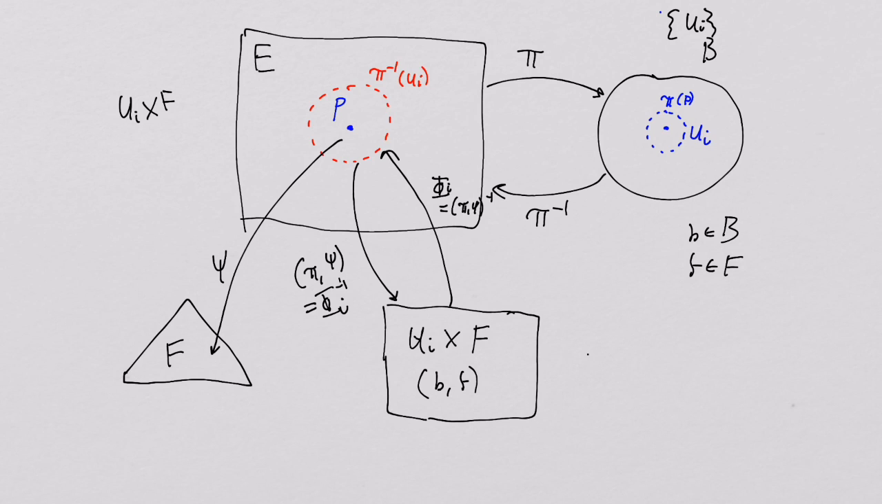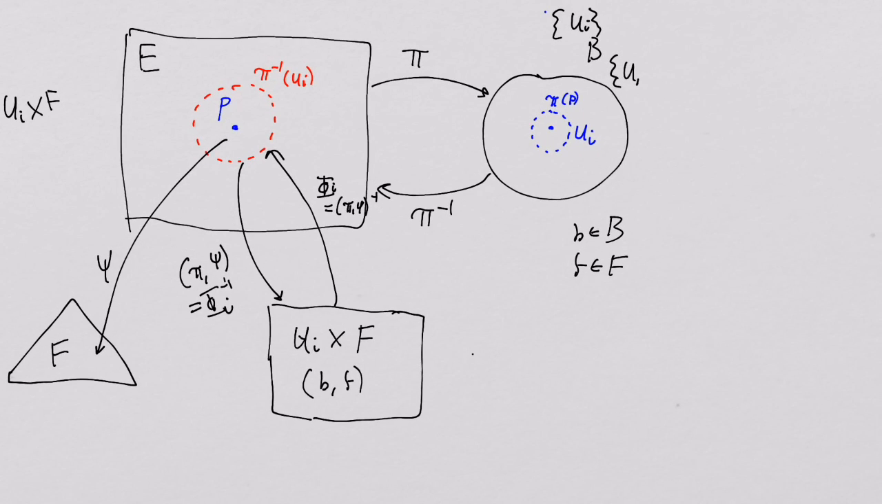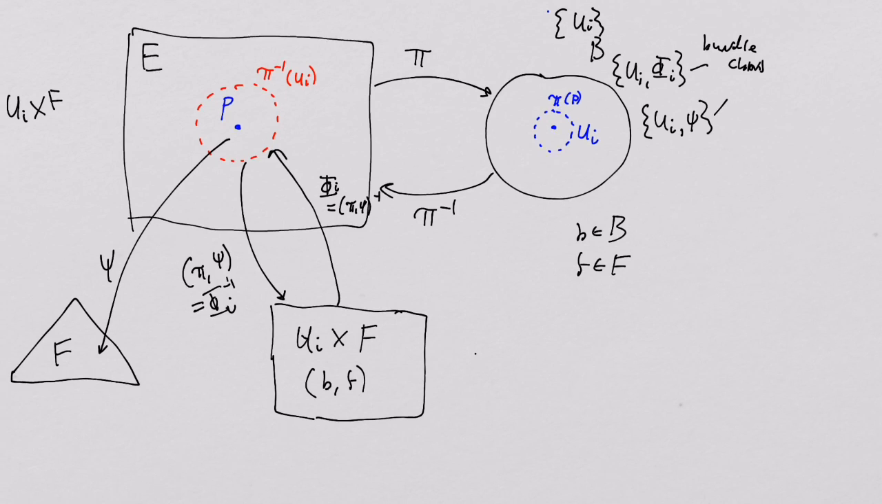I suppose we could make this even more look like a bundle chart, more like a manifold. If I say UI, I guess I could do it two ways. I could say UI phi I, right? That is a bundle chart. Likewise, it would be UI psi, which would also be essentially a bundle chart.